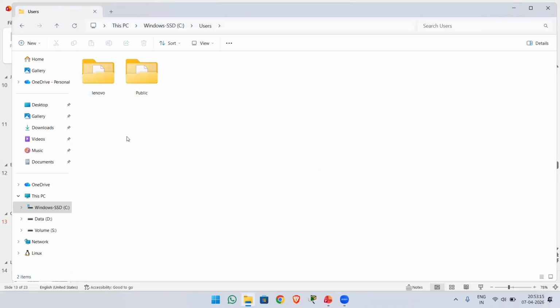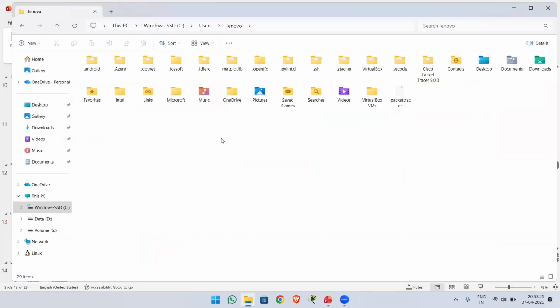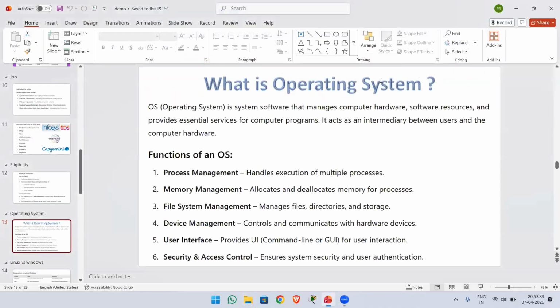All the user-related data is captured inside that directory, meaning inside that folder. If you open that folder, you will get Desktop, Downloads, Documents, Pictures, Videos. All the data related to that user is present inside that directory. So this management of a hierarchy is done by your operating system.